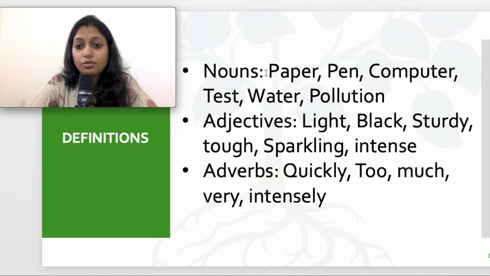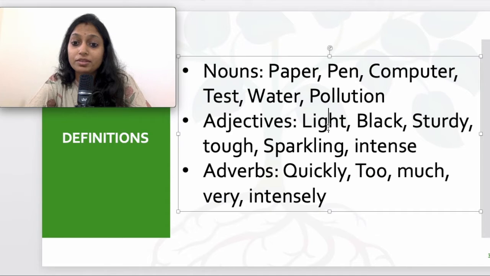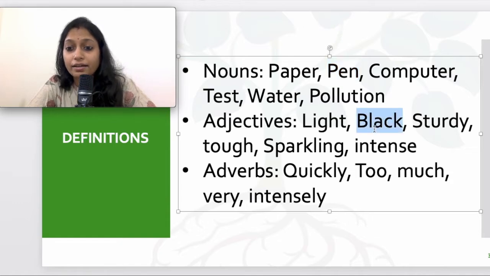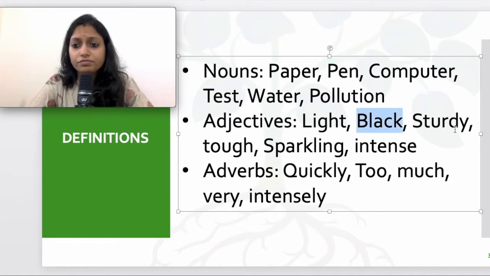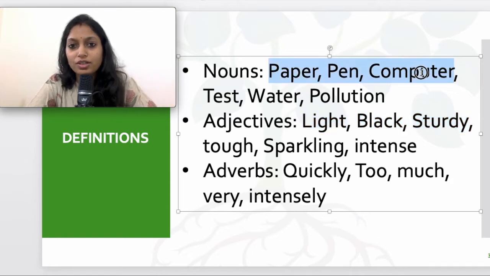Now these are nouns. Paper, pen, computer, test, water and pollution are nouns. Adjectives are used to describe them, give clarity about how the paper is. The paper is light. Here, what is the color of the pen? How does the pen look? That's black. How is the computer? The computer is sturdy. So in these three cases, all these three words are adjectives and they give clarity about how these nouns look.